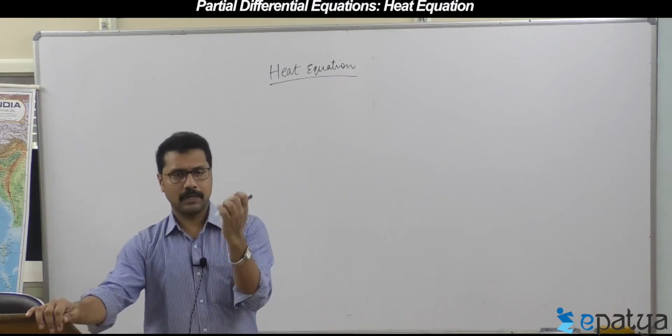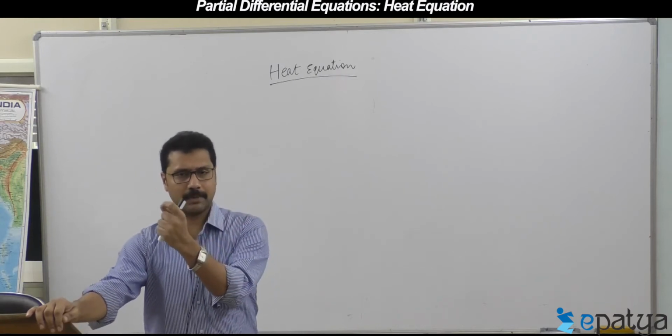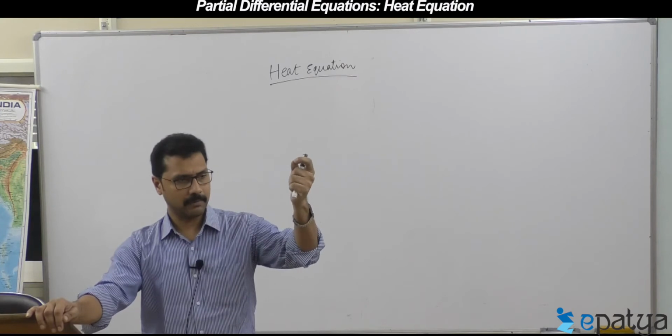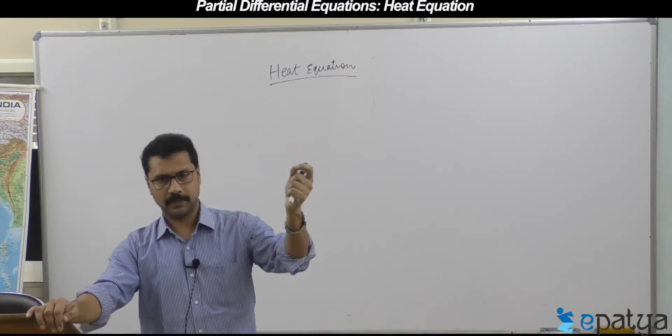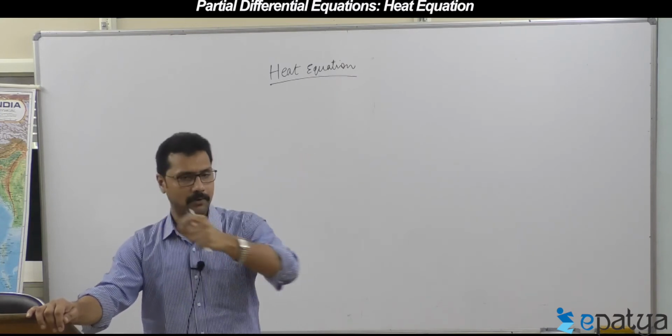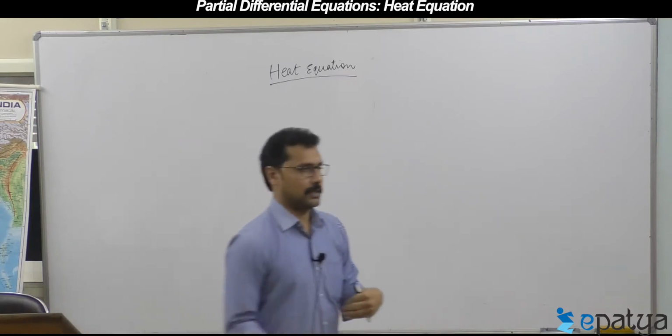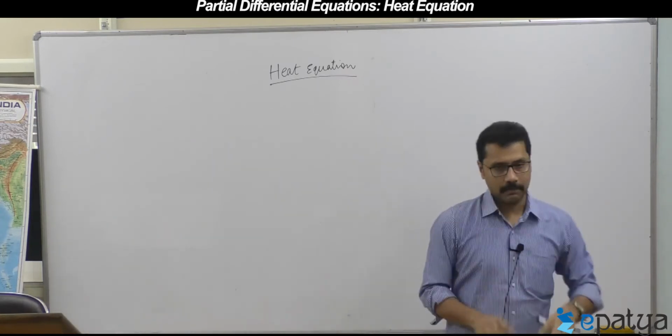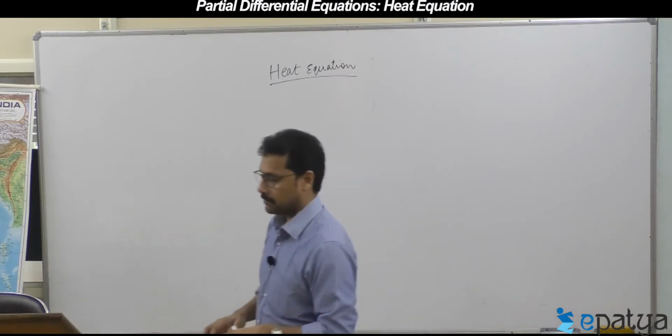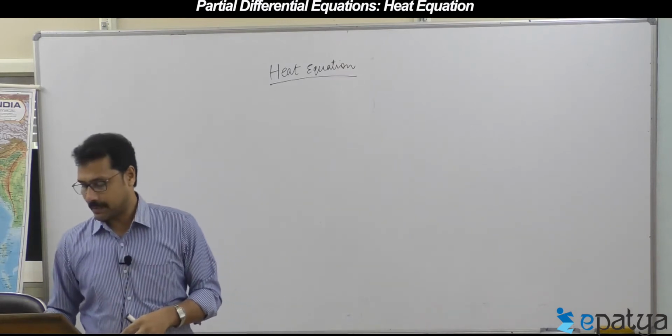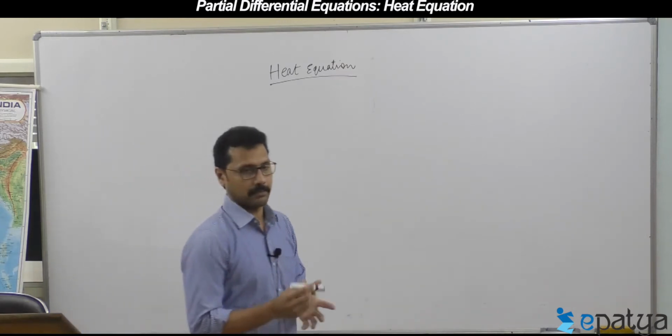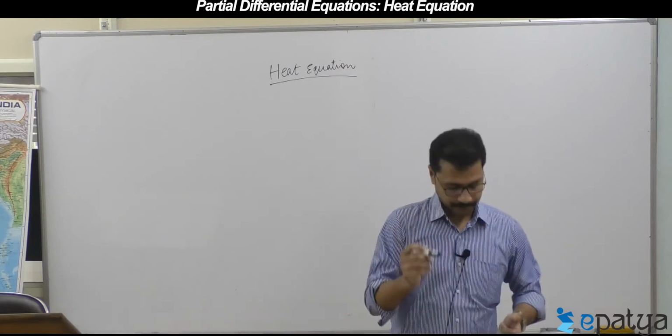Suppose in a given material at a certain point heat capacity is more and at certain other point heat capacity is less, then there will not be homogeneity inside the body. Okay. So we assume that the thermal properties are the same, the diffusivity properties are the same, as well as the heat capacities are also the same inside a thermal material. Okay.